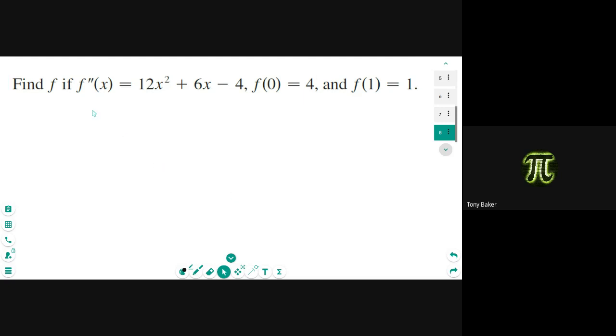All right, what do they give me? They give you the second derivative, and they want the original function. So you're going to have to go backwards twice.